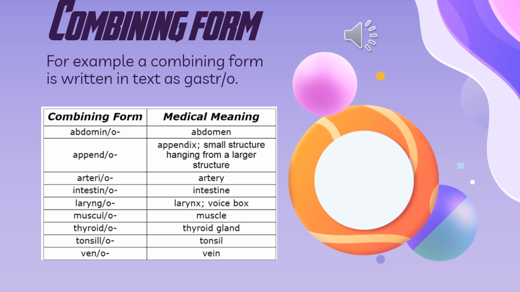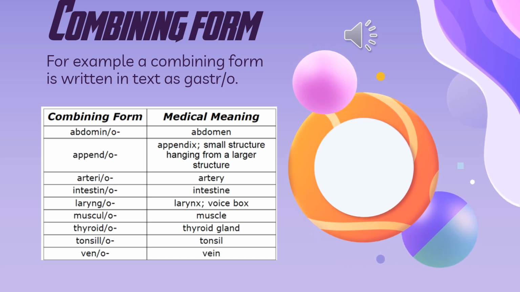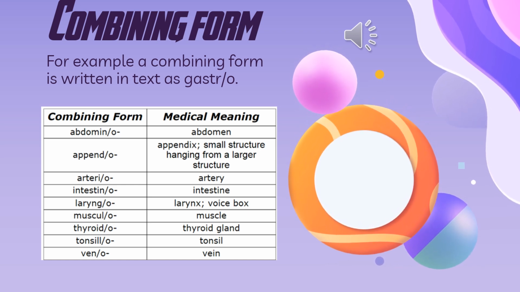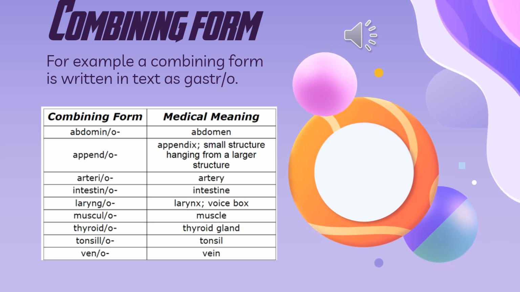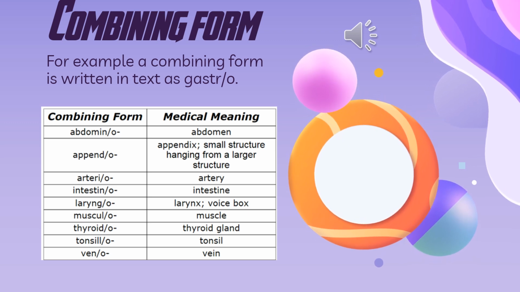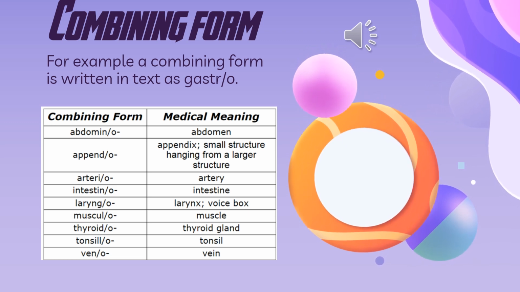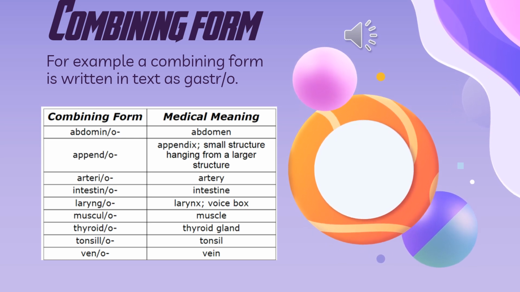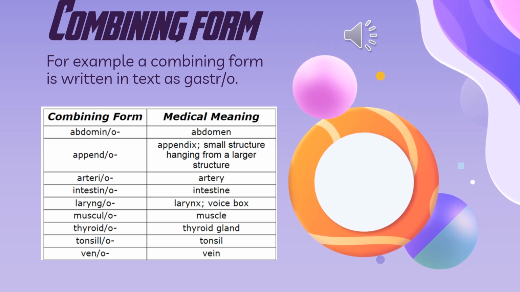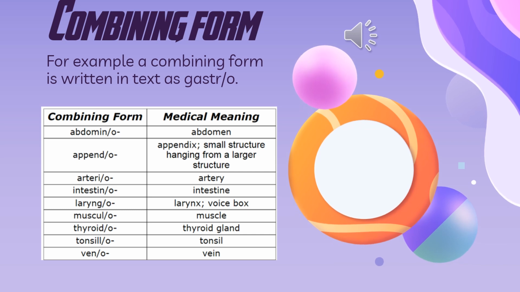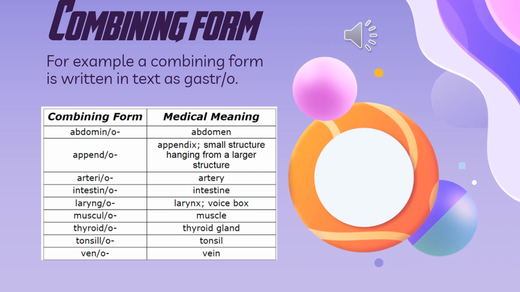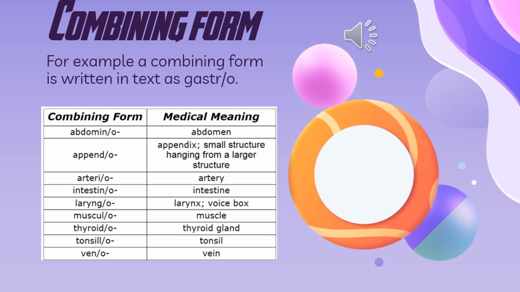For example, a combining form is written in text as abdomino, meaning abdomen. Append is appendix, a small structure hanging from the largest structure. Larynx is the larynx, which is the voice box. Musculo is muscle, thyroid is the thyroid gland.